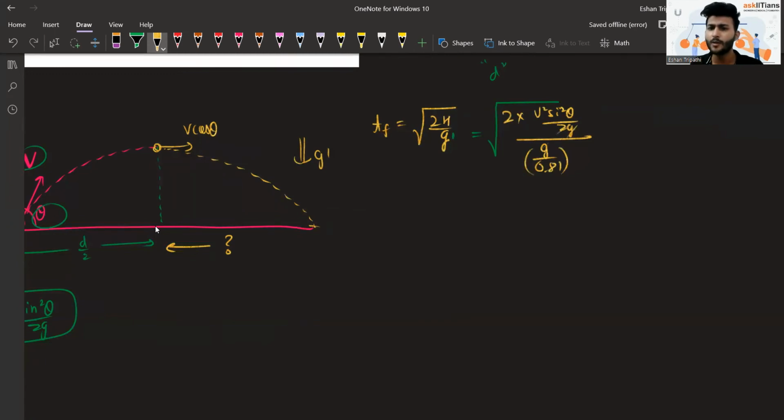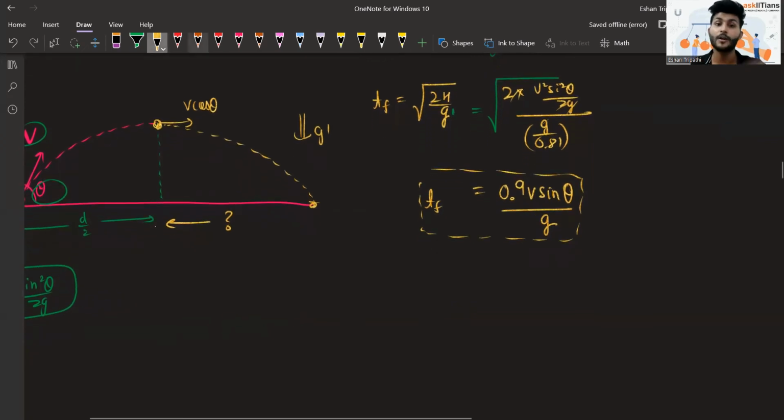So g cancels g, 2 cancels 2, and it comes out to be 0.9. Yeah, because 0.9 square is 0.81. 0.9 v sine theta divided by, sorry, g doesn't cancel. It's going to be square of g. So root of g square, that comes out to be g. So this is going to be the time in which it falls from this point to this point.